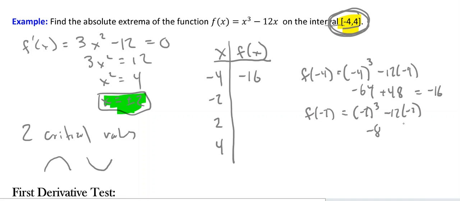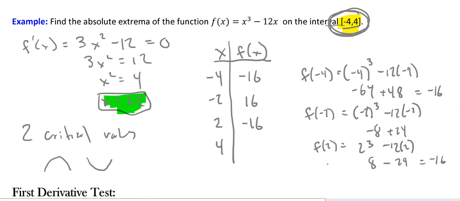Evaluating at 2, we have 2 cubed minus 12 times 2. 2 cubed is 8, minus 24 is negative 16. And then at 4, f of 4 is 4 cubed minus 12 times 4. 4 cubed is 64 minus 48, which is positive 16.